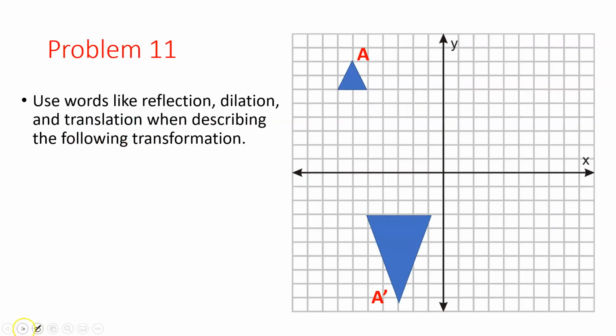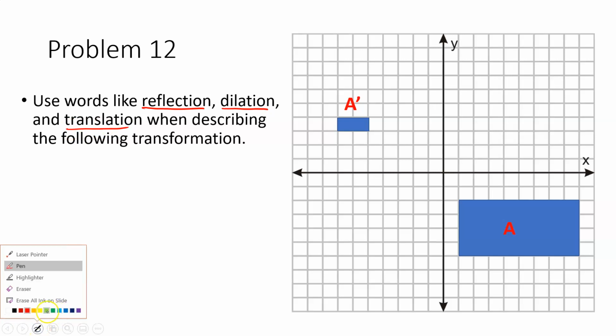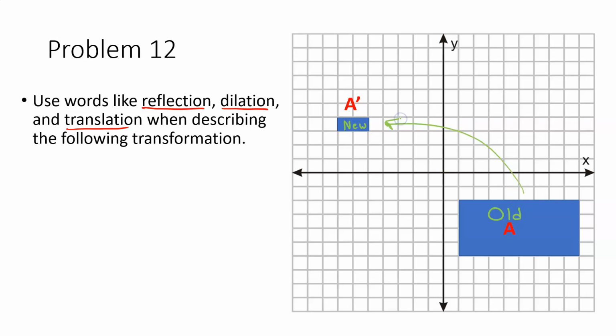Okay, 11 we did in class. All right, so 12. It says use words like reflection, dilation, and translation when describing the following transformation. So again, which one's the new one? Which one's the old one? Let's take a look at that first. So I see that I have regular A and then A prime. So this should be the old one. A prime should be the new one. So it's basically saying, hey, how did we get from here to here?